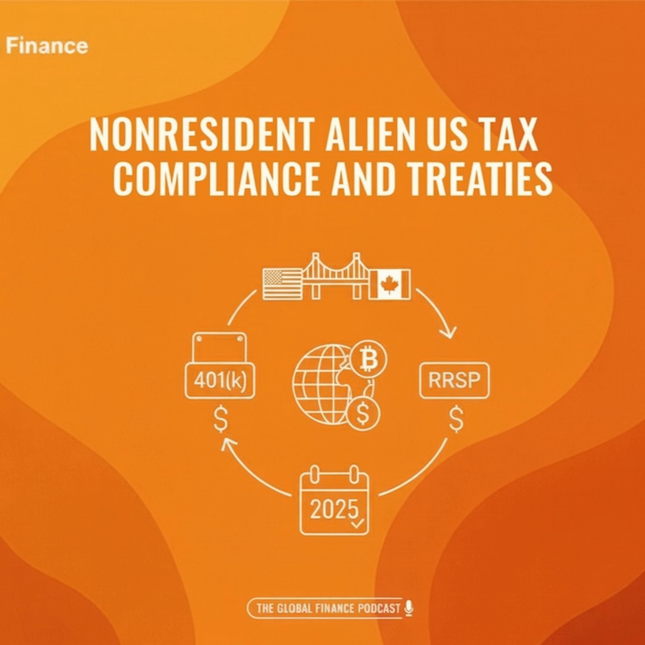So if we bring this all together, the main takeaway is that compliance is mandatory. You have to get your status right with a substantial presence test, you have to get a TIN, and you absolutely have to file the right forms, even if it's just that Form 8843.